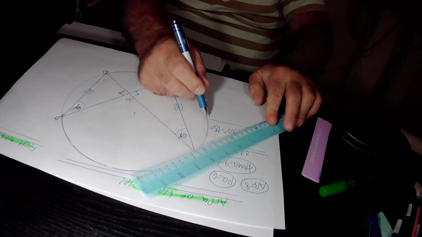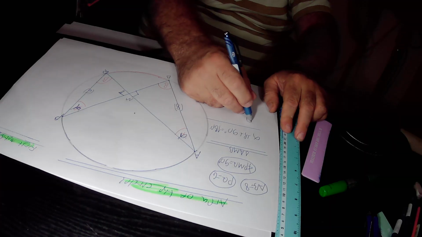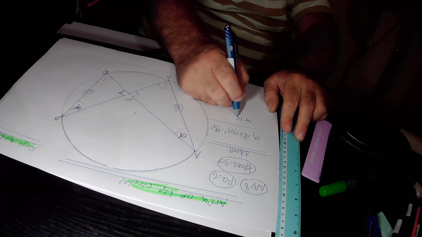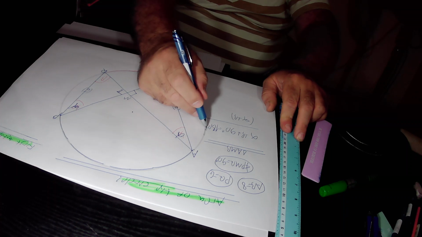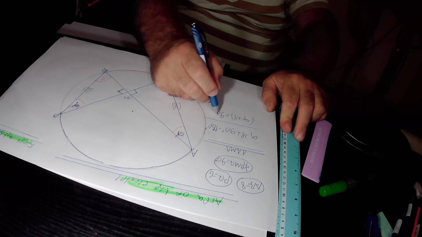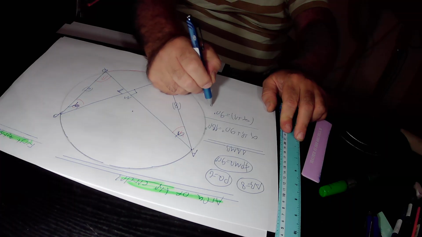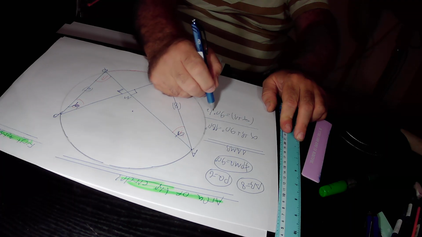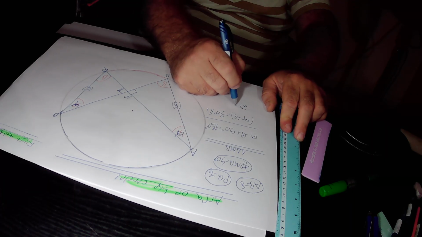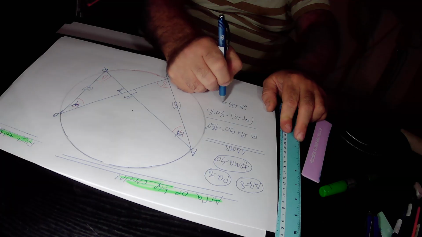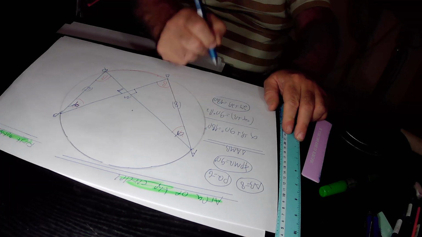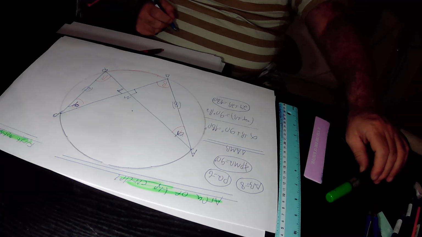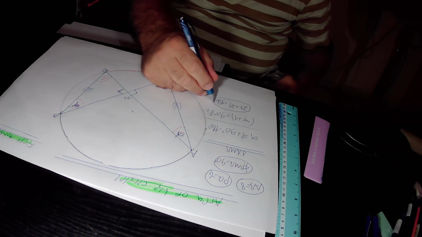Here we subtract 90 degrees from this equation, and finally we get that alpha plus beta equals 180 degrees minus 90 degrees, which is 90 degrees. Here we multiply this equation by 2, and finally we get that 2 alpha plus 2 beta equals 180 degrees. And again, we found out that 2 alpha plus 2 beta equals 180 degrees.